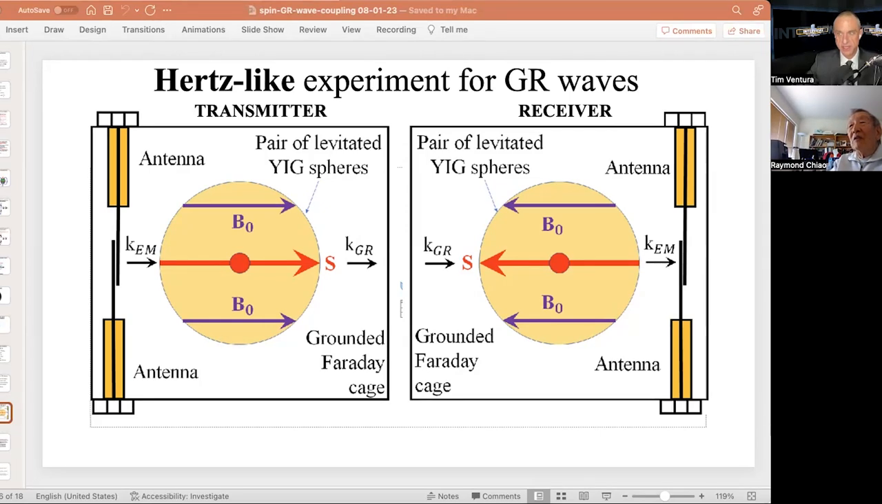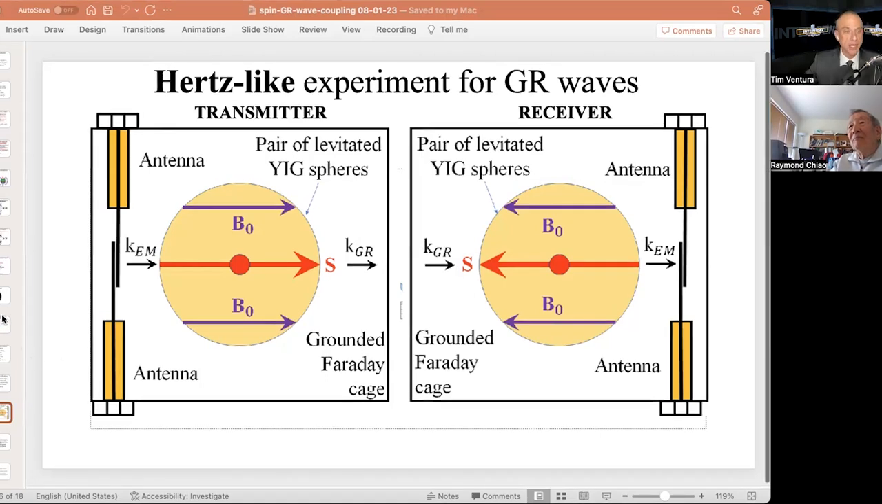Yes. Let me just clarify. YIG stands for yttrium iron garnet, which is a kind of ferrite material, a magnetic material. And so that's crucial for entanglement here.